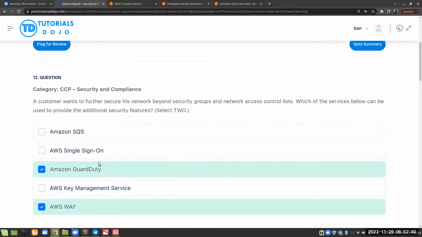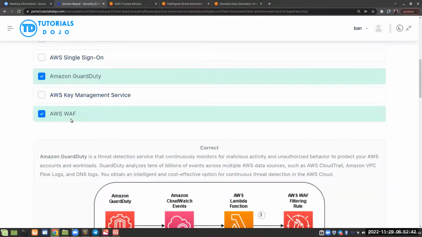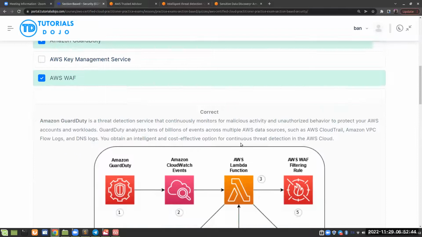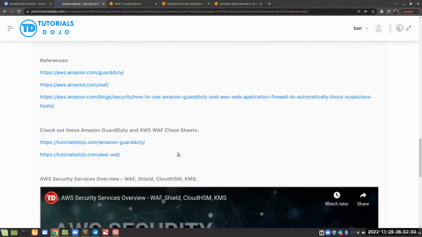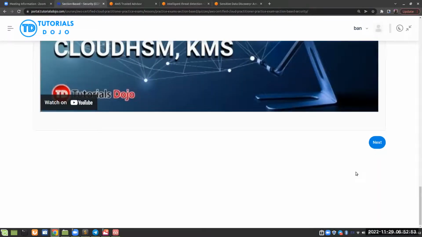GuardDuty, we did cover it, threat detection. WAF, web application firewall. Okay, I think I don't have much to say there again. Let's move to the next question. I think we have covered everyone.